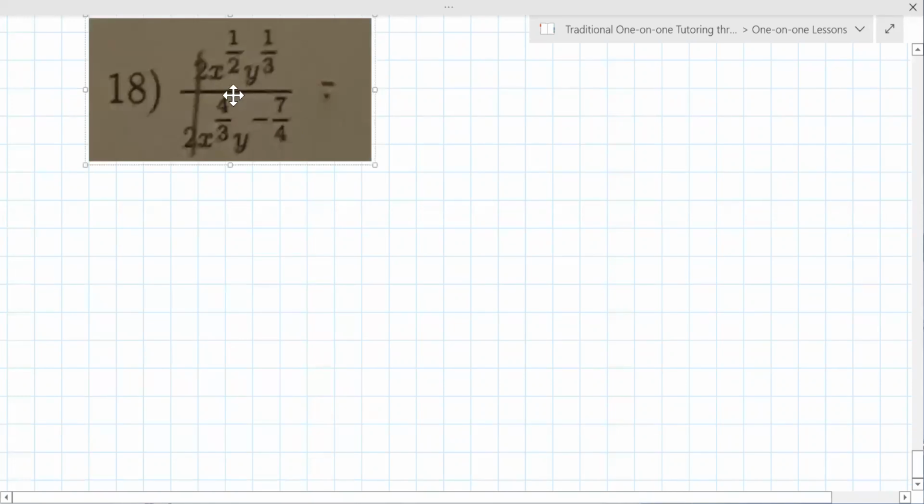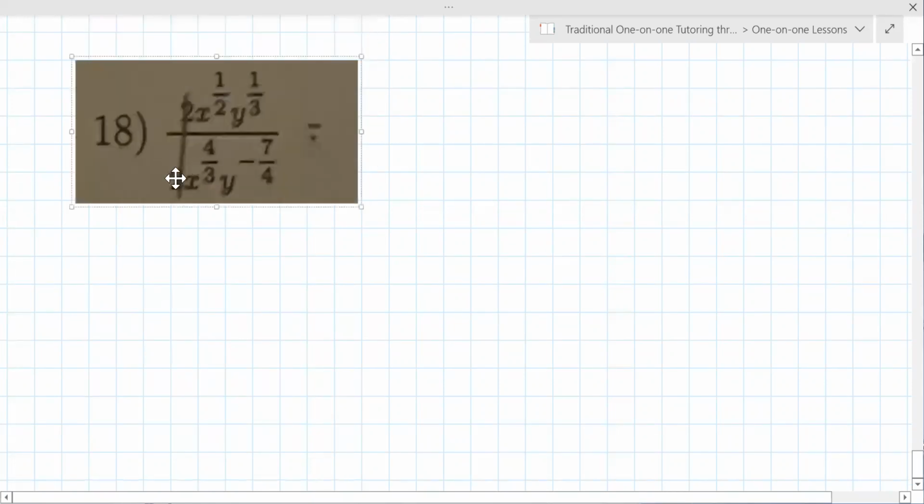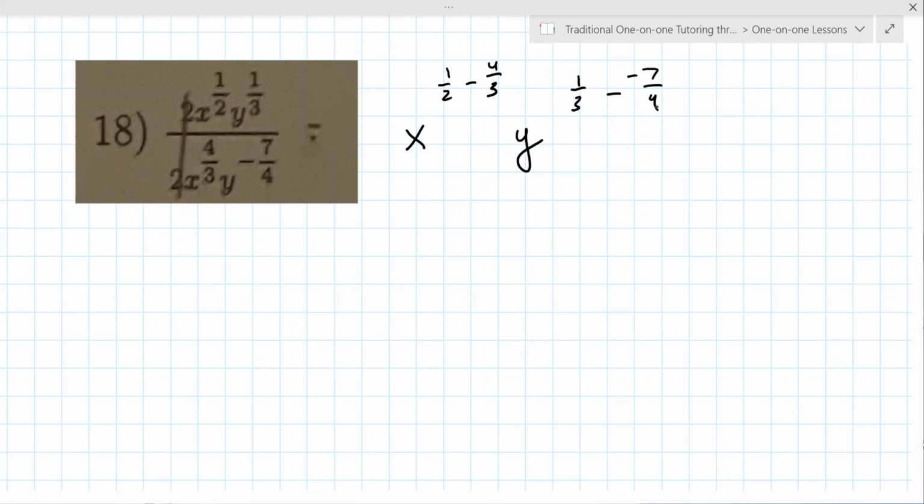Okay, so this is really good. The twos cancel, great. But I've got x on the top, x on the bottom. So when the bases are the same and you're dividing, you subtract the exponents. I always recommend just writing out what it is rather than trying to do it in your head. And then the same thing with the y's. You're dividing, bases are the same, so you subtract the exponents: 1/3 minus -7/4, like that. Is that okay?